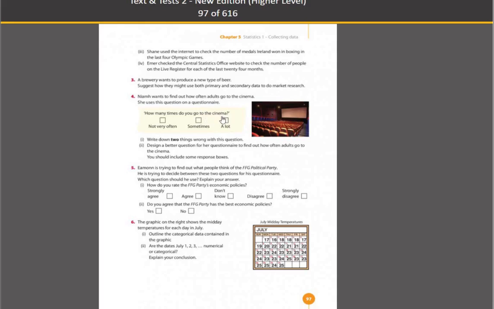Per week or per month? Probably something maybe more like every month. So how often or how regular do you go to the cinema per month? Once, twice, you might include a 0 actually, and then maybe at the very upper end say 5+.